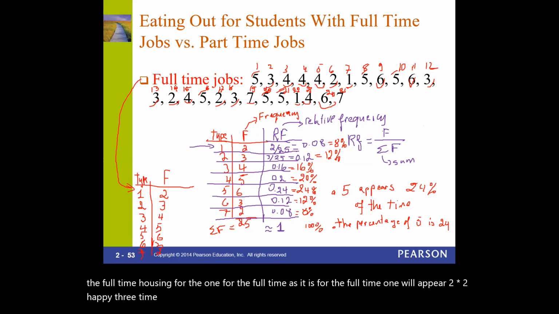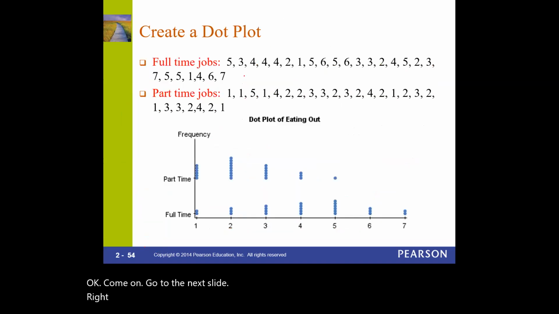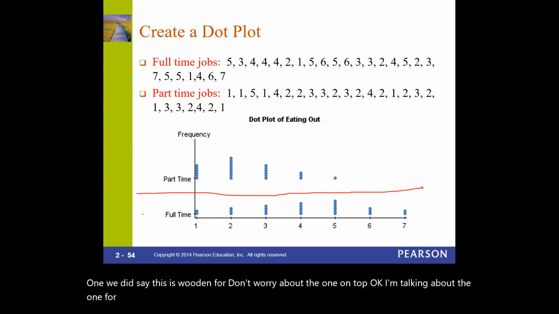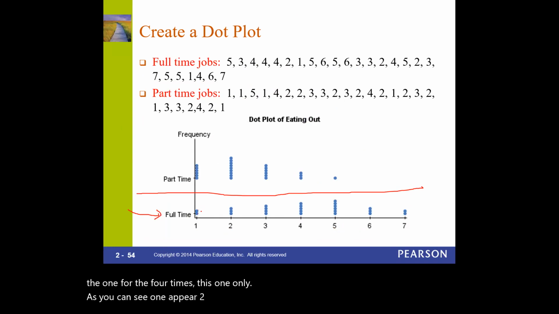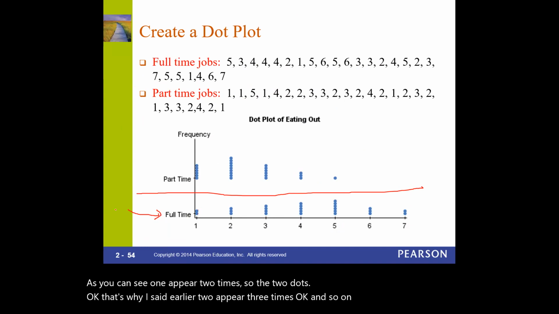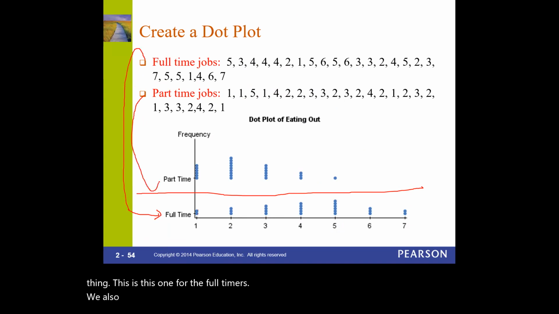Right? So let me show you something quickly. Let's go to the next slide. Right here. So if you look carefully, don't worry about the one on top. I'm talking about the one for the full-timers, this one only. As you can see, 1 appears 2 times, so we do 2 dots. That's why I said earlier, 2 appears 3 times, and so on. So this is the one for the full-timers. We also did the same thing for the part-timers.